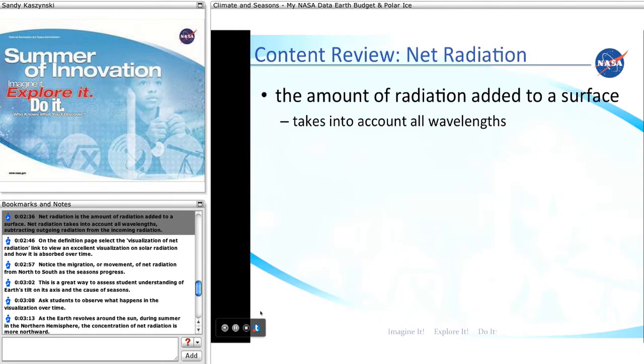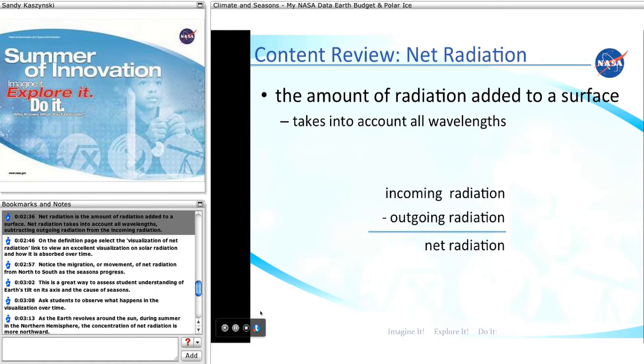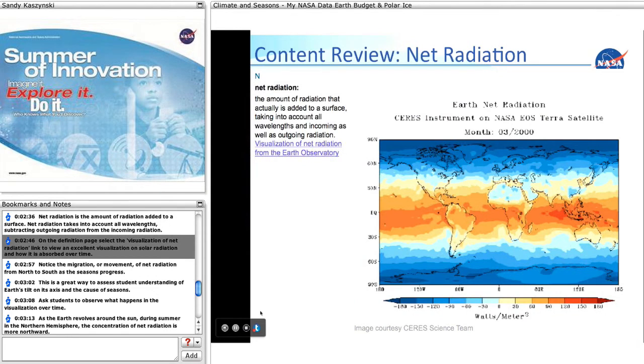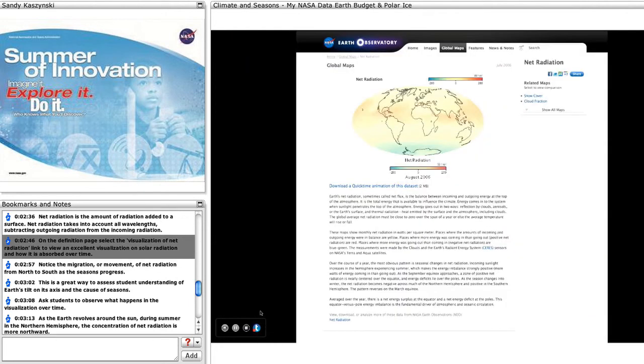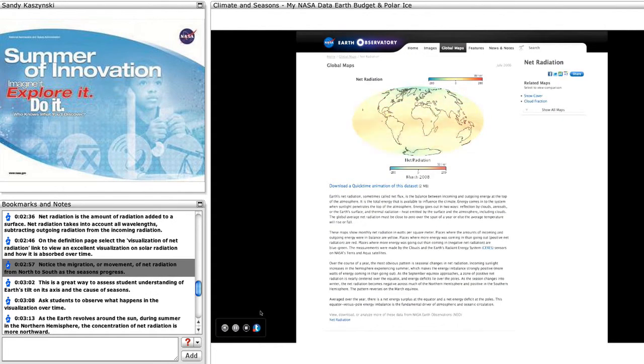Net radiation is the amount of radiation added to a surface. Net radiation takes into account all wavelengths, subtracting outgoing radiation from the incoming radiation. On the definition page, select the Visualization of Net Radiation link to view an excellent visualization on solar radiation and how it is absorbed over time. Notice the migration or movement of net radiation from north to south as the seasons progress.